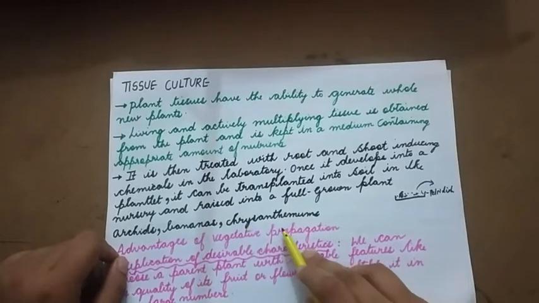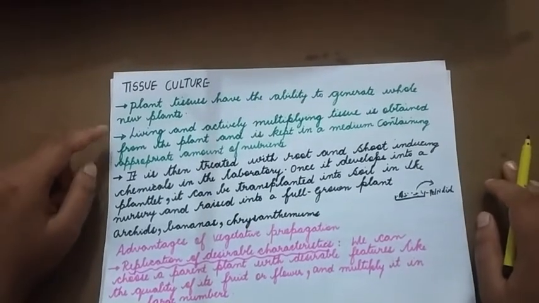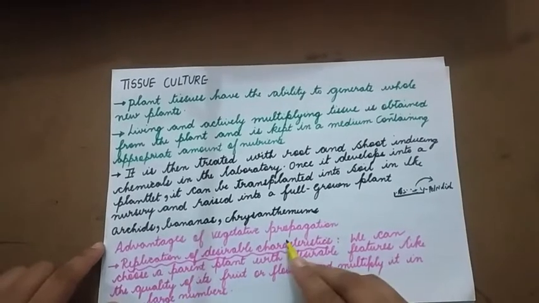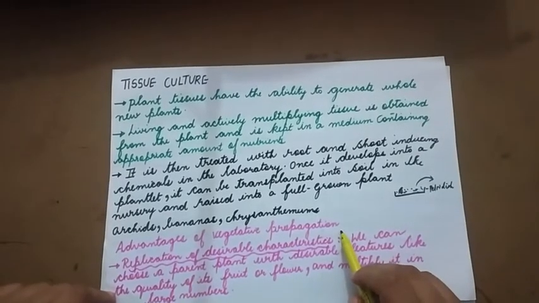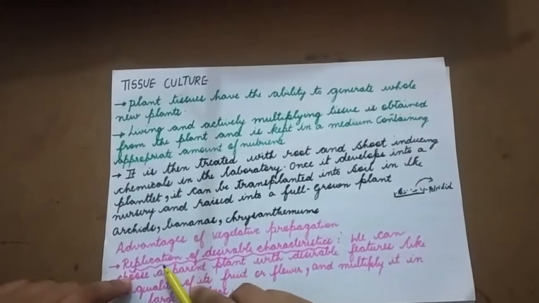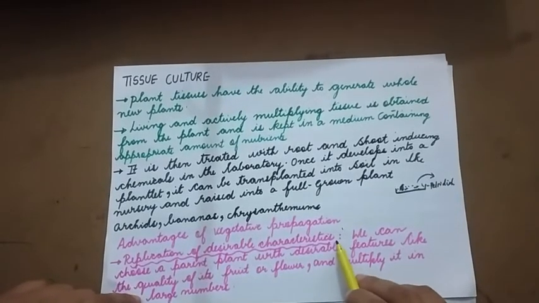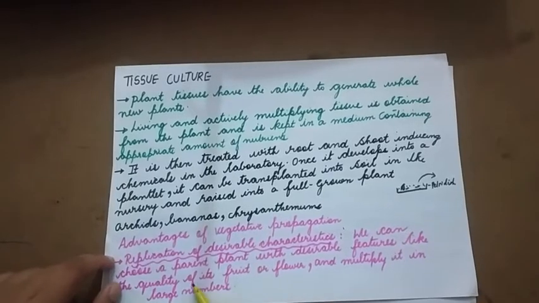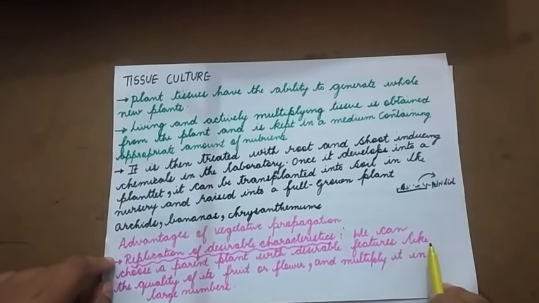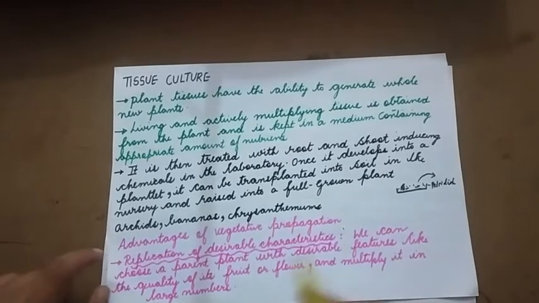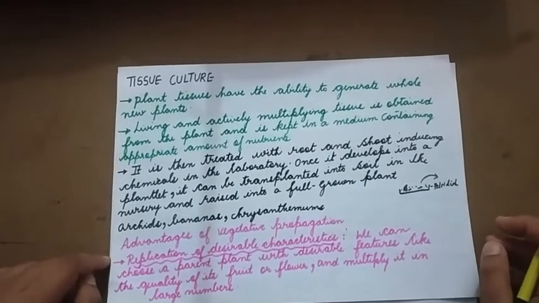Orchids, bananas and chrysanthemums can be obtained by this particular method. Now, what are the advantages of vegetative propagation? One is replication. Replication means multiplication. Replication of desirable characteristics: we can choose a parent plant with desirable features like the quality of its fruit or flowers and multiply it in large numbers.